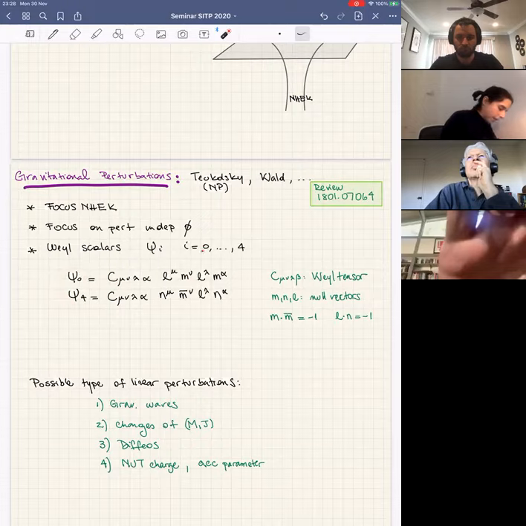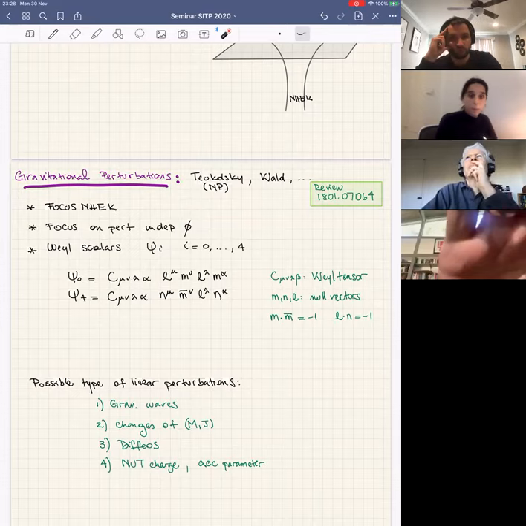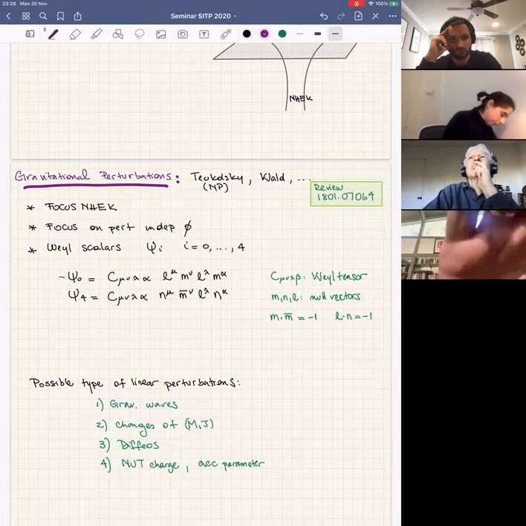I'm highlighting only two of them, the ones that people call psi zero and psi four, because Teukolsky showed how to decouple those two degrees of freedom and build a master equation for just those two. The highlight of these two, as you study linearized perturbations in terms of these variables, is that at the linear level, they're both gauge invariant.